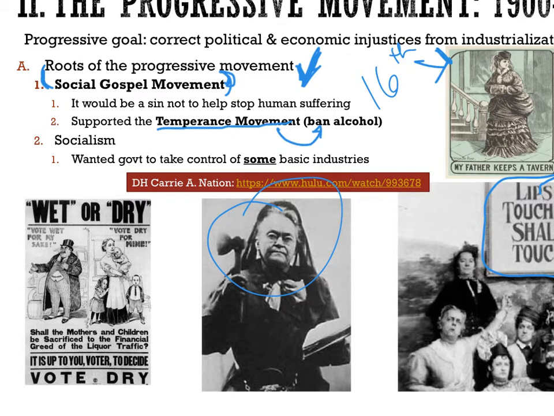She became pretty famous. She's the face of the temperance movement. You don't have to know her name for the STAAR test. But when you're thinking, oh, temperance movement, who is that? That's Carrie Nation. That's who you think about. I do want to introduce this term just so you guys understand it.